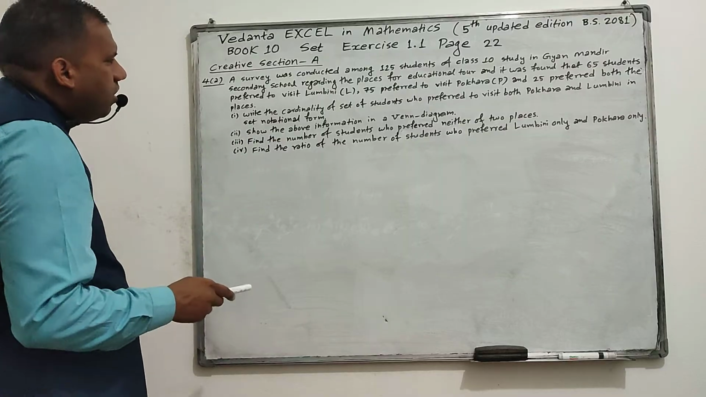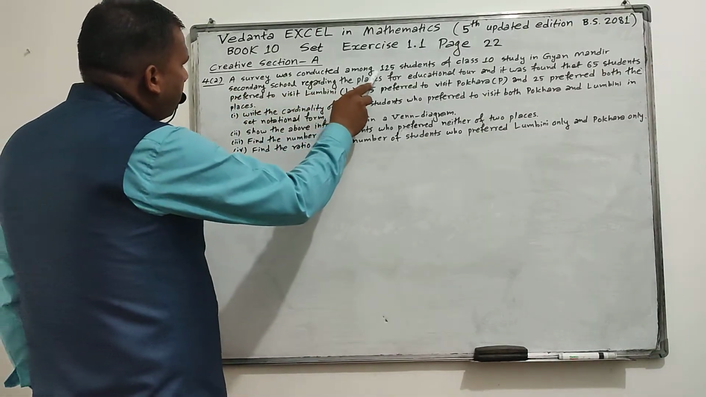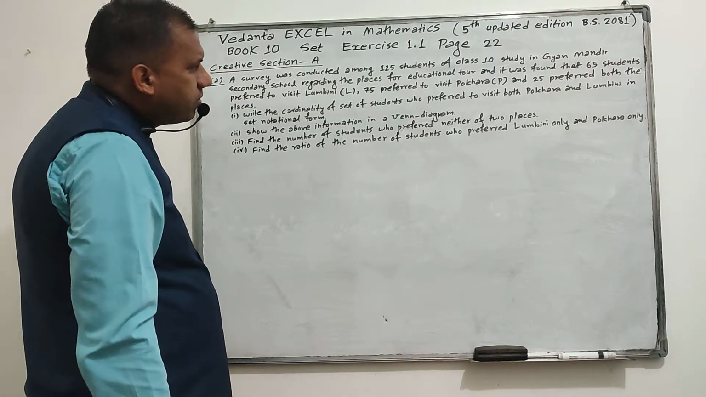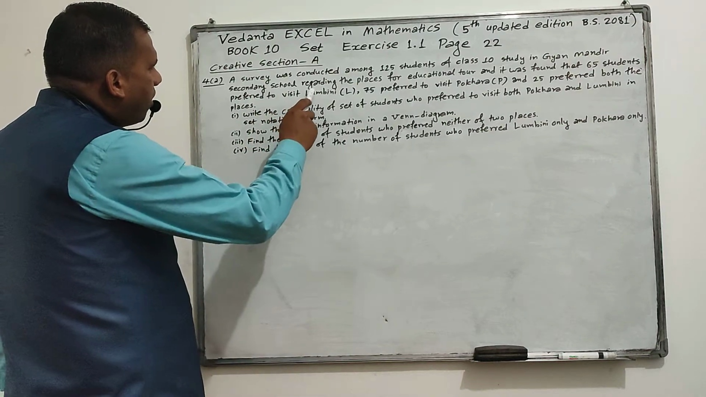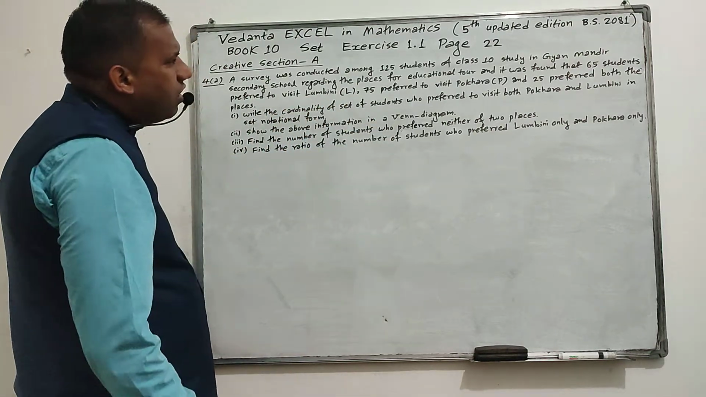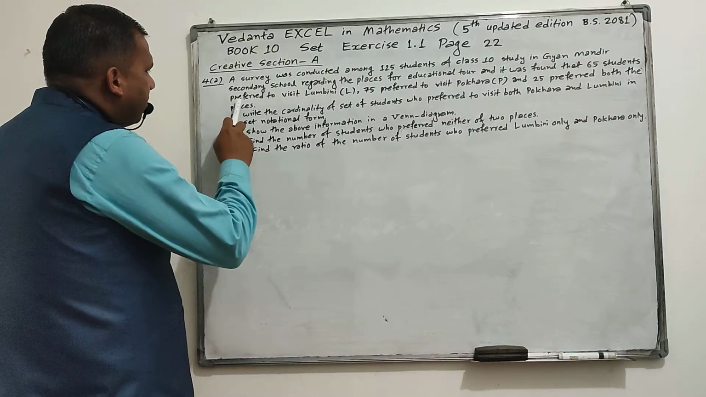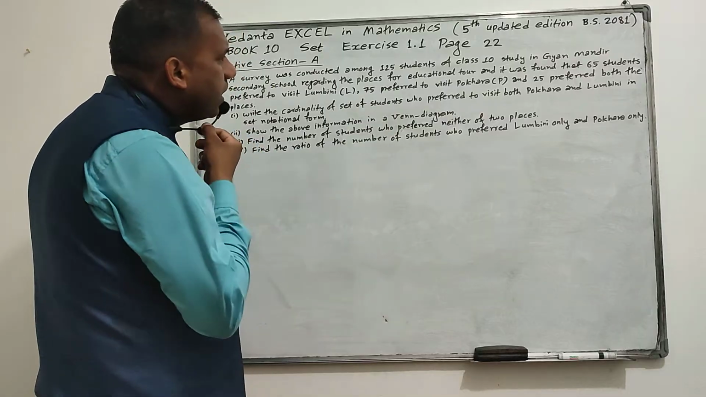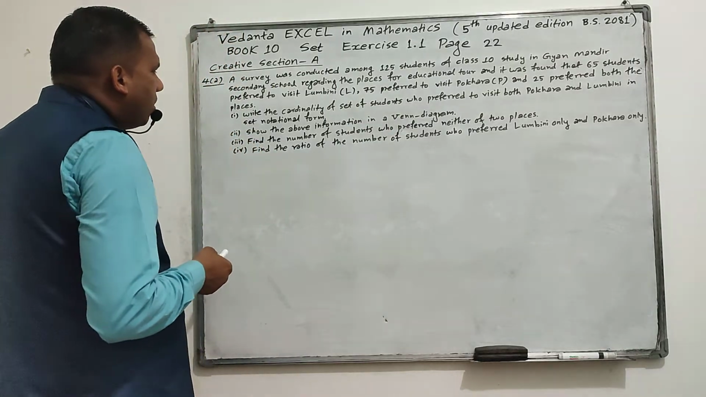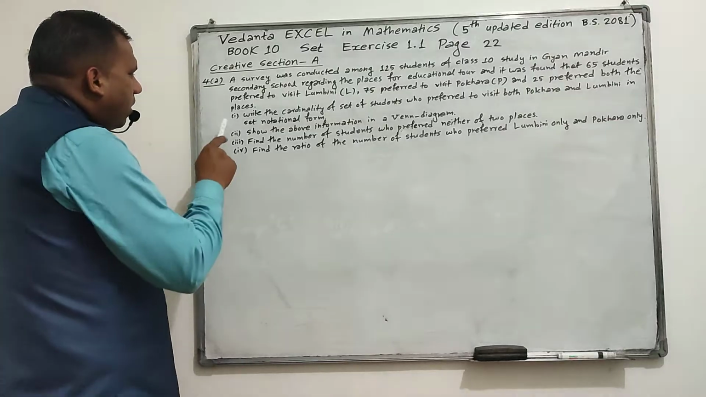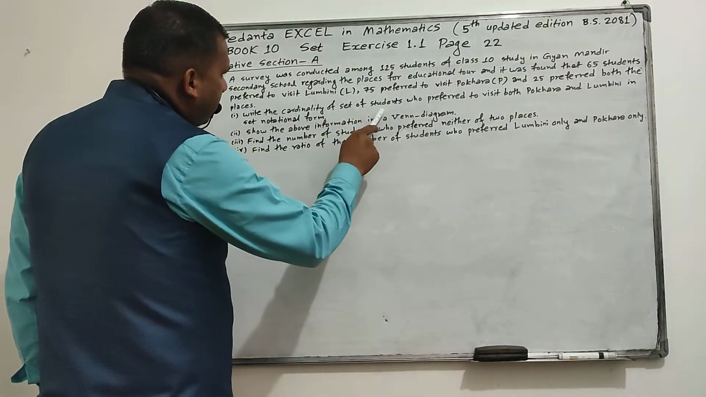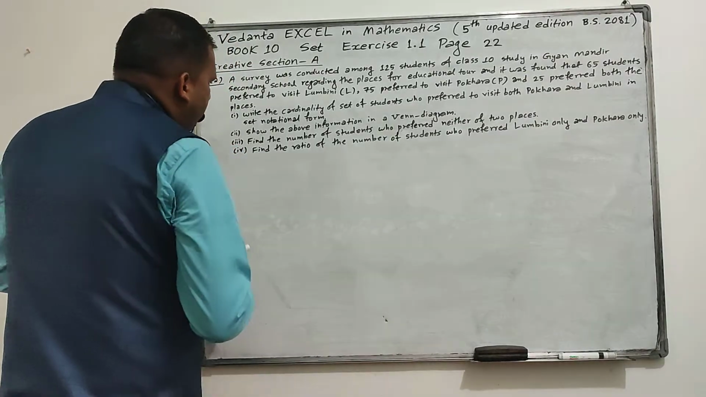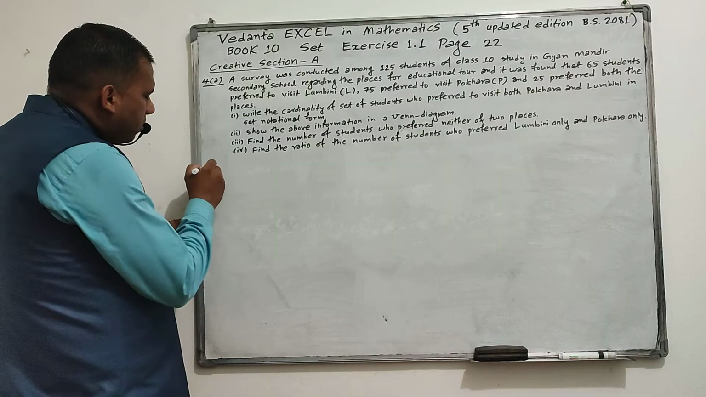The question of A. A survey was conducted among 125 students of class 10 studying in Gyan Mandir Secondary School regarding the places for the educational tour, and it was found that 65 students preferred to visit Lumbini L, 75 preferred to visit Pokhara P, and 25 preferred both the places. Then 1. Write the cardinality of the set of students who preferred to visit both Pokhara and Lumbini in set notation form. Now its solution.